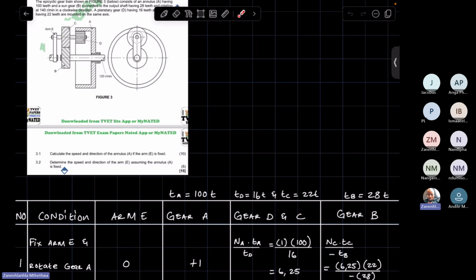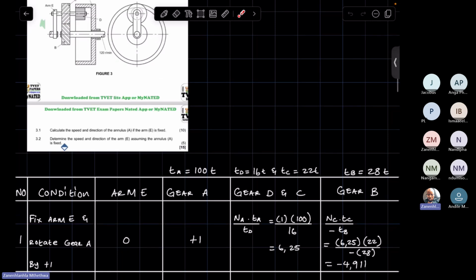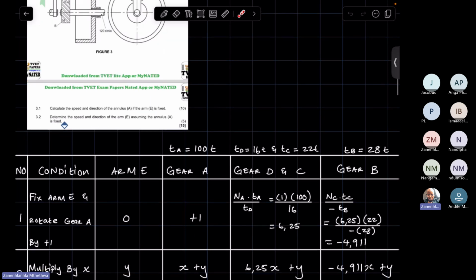So as you can see here, after gear C, you have gear B, and B meshes with C. That's how I lay out my gears, in terms of how they are meshing. You have the arm and the annulus, both of which are part of condition one. After that, the column that follows I will name as the gear that meshes with the annulus, then after that, I have the gear that meshes with this one. That's how I lay out my gears.